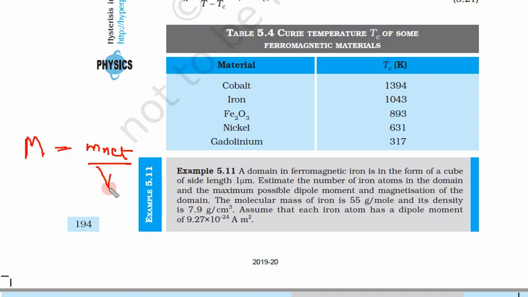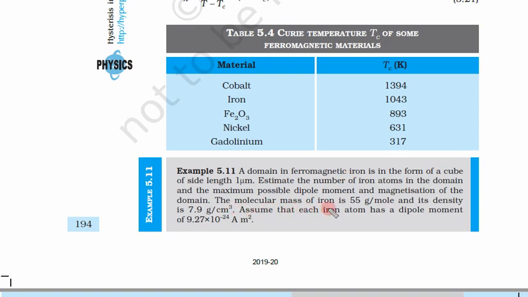So we have already calculated the volume. Now we have to calculate this M net. Again they are talking about maximum. That means all the magnetic moments are aligned in the same direction. Only then we get the maximum possible value, when all the magnetic moments are aligned in the same direction.